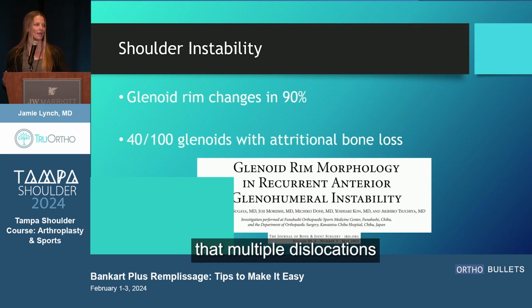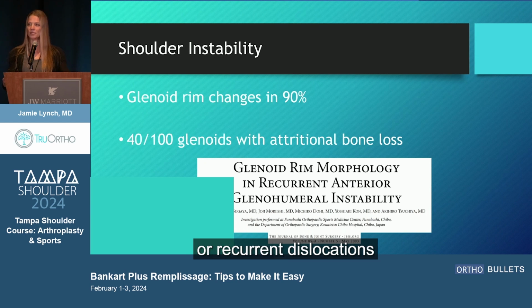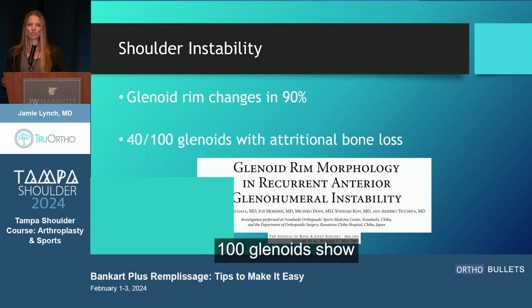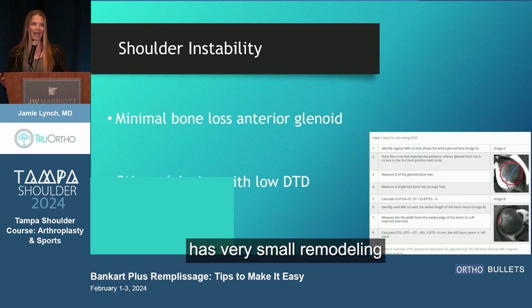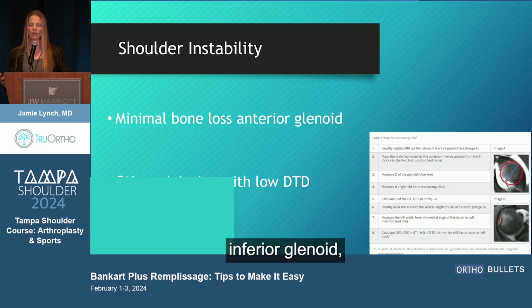We know from Sugaya that multiple or recurrent dislocations lead to glenoid changes in about 90% of patients. Additionally, 40 of 100 glenoids show attritional bone loss. This patient of mine has very small remodeling at the anterior inferior glenoid, and she has a low distance to dislocate. We are all very well versed in the on-track, off-track discussion given by Yamamoto as well as Bankart.